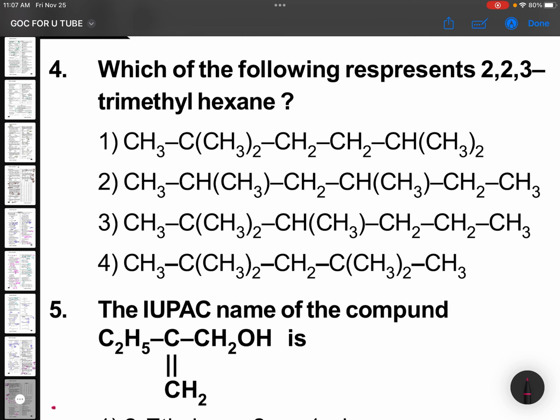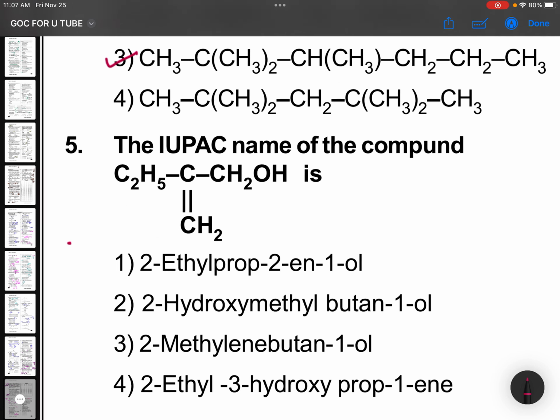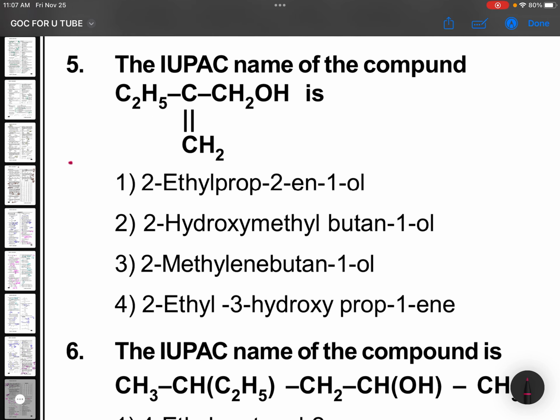Which of the following represents 2,2,3-trimethylhexane? 2,2,3-trimethylhexane means it should be like this. Which is best? The IUPAC name of the compound: you take this as parent chain, first place, second place, third place, 2-ethyl.